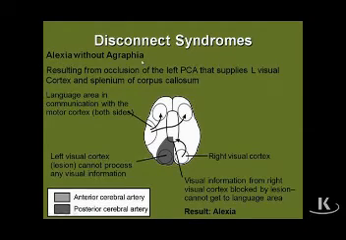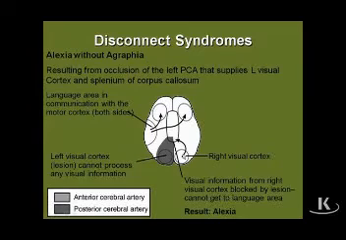Because here's the scenario. This patient will still be able to see everything in their right visual cortex, and they will be able to read words or see words on a printed page in their intact right visual cortex. But because of the lesion to the splenium of the corpus callosum, the visual information about what they see printed on a page cannot cross the splenium of the corpus callosum and reach the area of the angular gyrus in the left or dominant hemisphere.